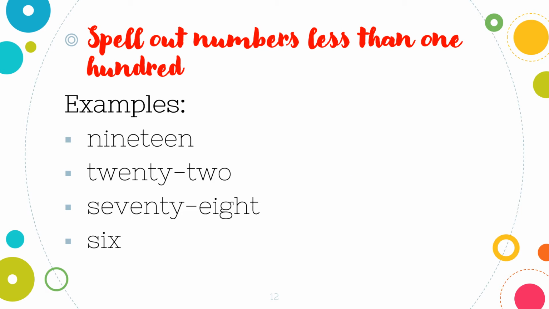Another rule in formal language register is spell out numbers less than 100. So you need to spell it out like 19, 22, 78, or 6.